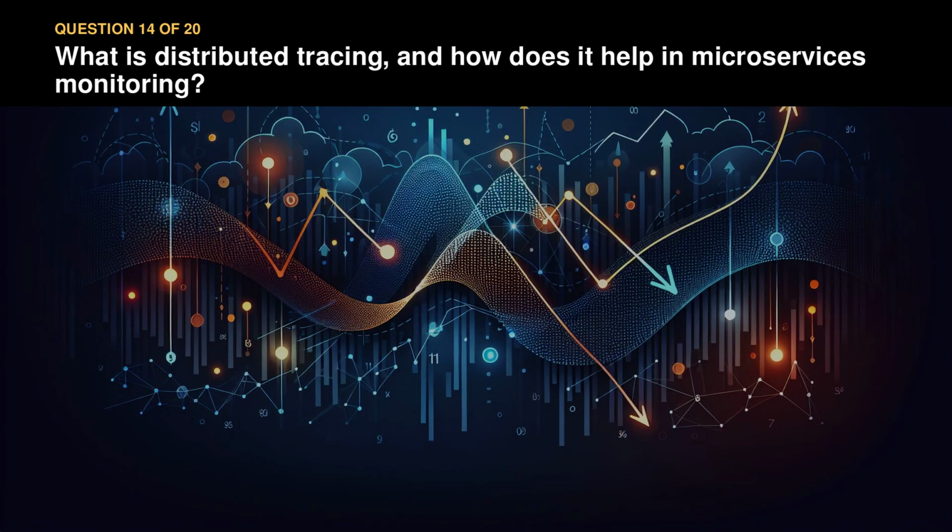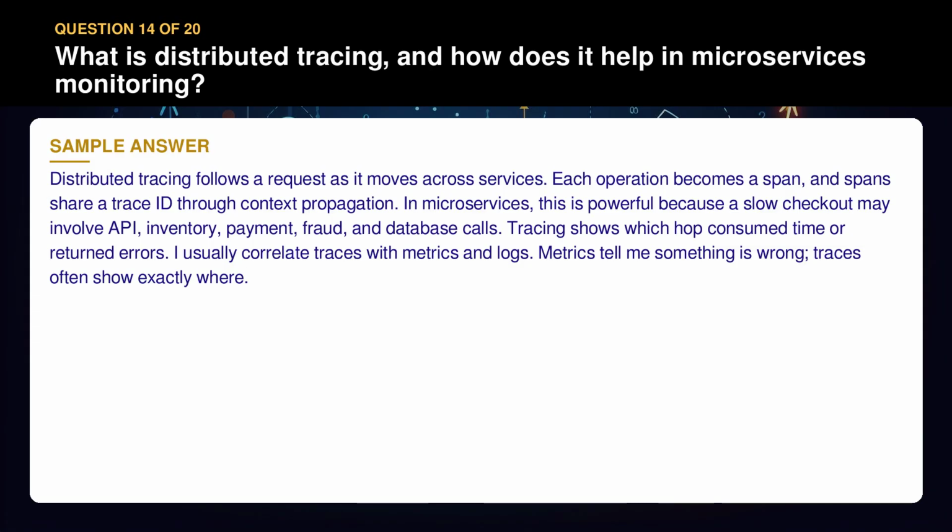What is distributed tracing, and how does it help in microservices monitoring? Distributed tracing follows a request as it moves across services. Each operation becomes a span, and spans share a trace ID through context propagation. In microservices, this is powerful because a slow checkout may involve API, inventory, payment, fraud, and database calls.